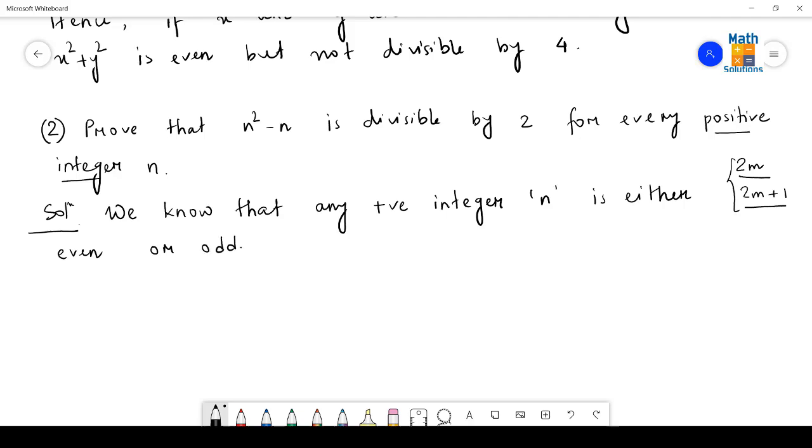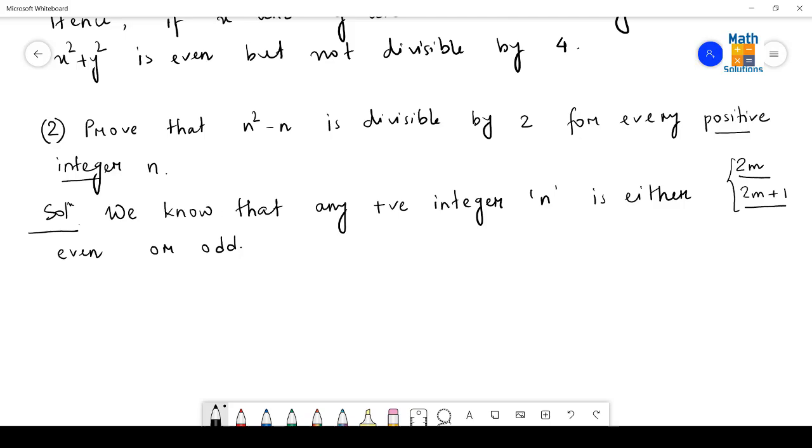Because for any integer, say 2, 3, 4, 5, 6, we can find the integers either as a number which is divisible by 2 or as a number which is not divisible by 2. Suppose in the list 2, 3, 4, 5: 2 is divisible by 2; 3 is not divisible by 2, therefore it is odd. Again 4 comes, 4 is divisible by 2, therefore it is even. Then 5 comes, it is not divisible by 2, therefore it is odd.